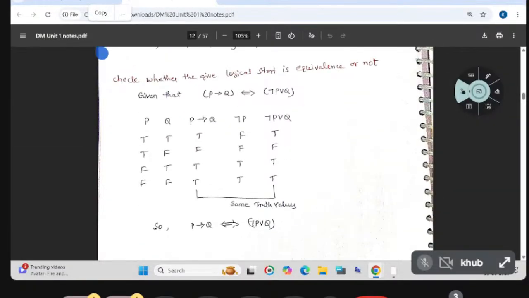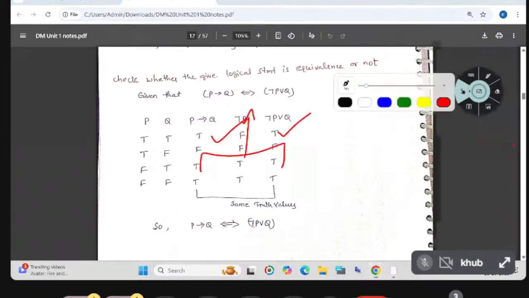If you are going to check, P implies Q indicates if P then Q. Whatever the P false values we have, we make them true, and then we check with the Q statement. If both statements are true, then it is true. If one is false, then it is false. We get true, false, true, true.